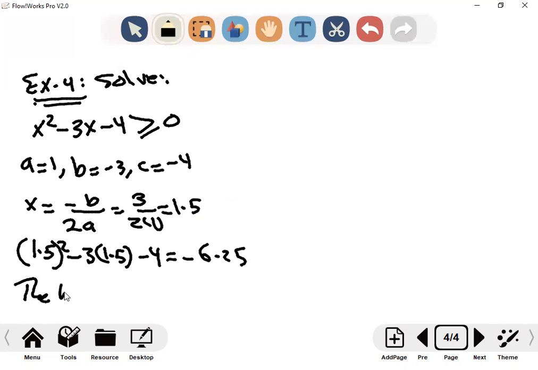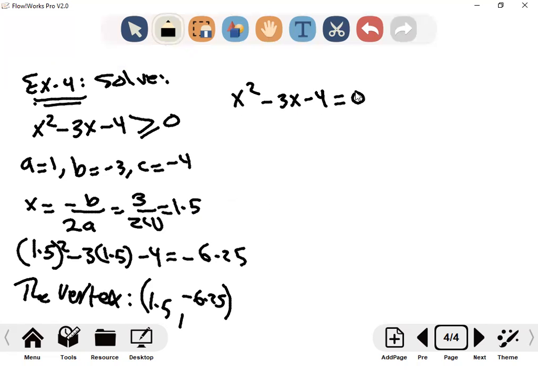The vertex is 1.5 and -6.25. This is the vertex. We prepared the vertex. Now let's solve to find the x-intercepts. We turn it into an equation and solve it normally. So x squared minus 3x minus 4 equals what? 0. Factor.